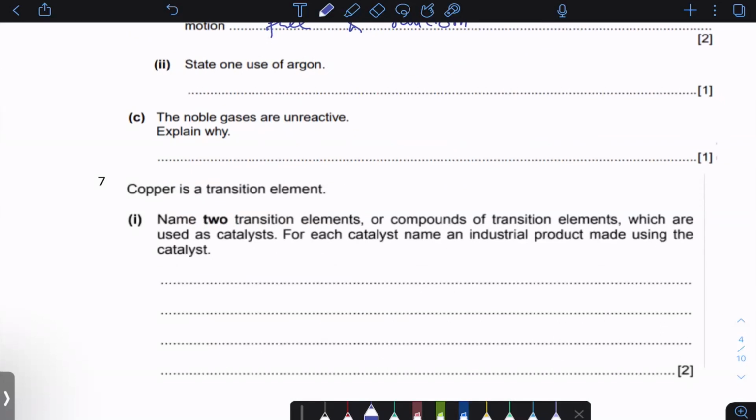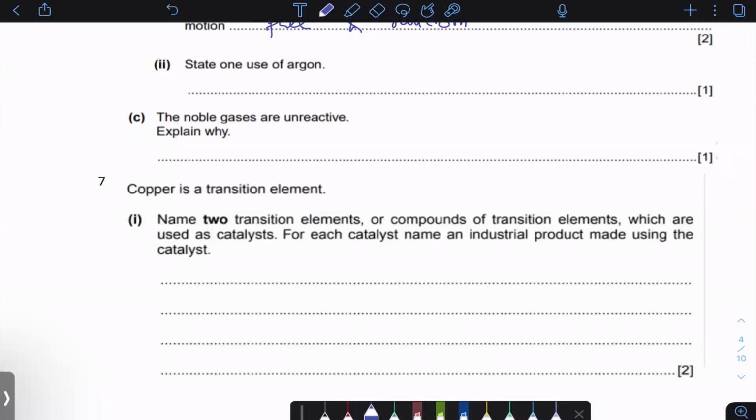Now let's say a student says they have 8 electrons in the last shell. Has the student given the right answer? No. Yes. No. Because helium has 2 electrons in the last shell. Right? So what should we say? Why don't they react? Because they have a full shell. They have a full shell.